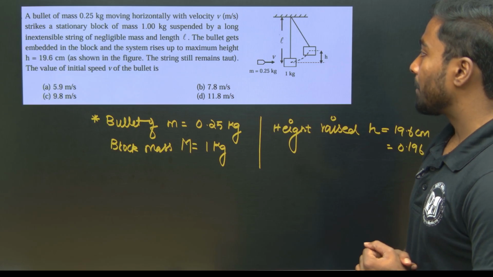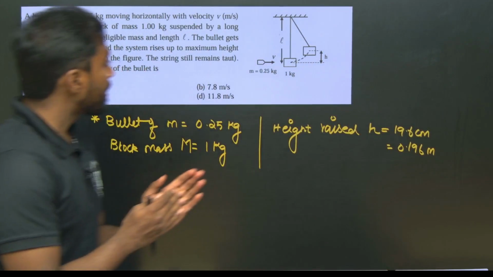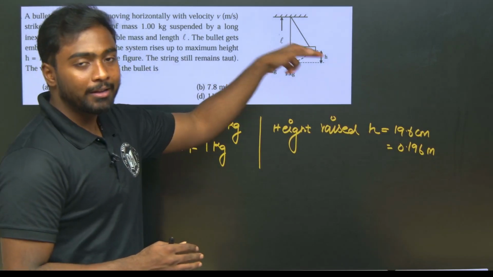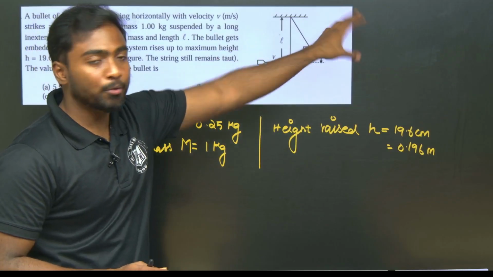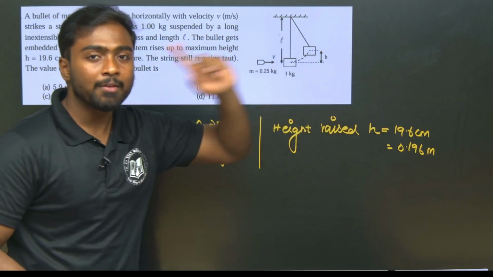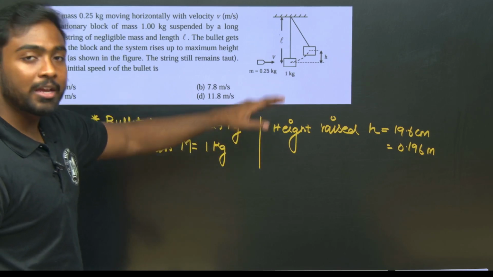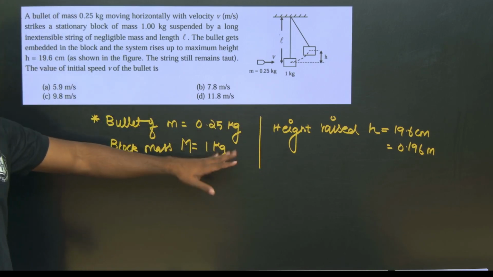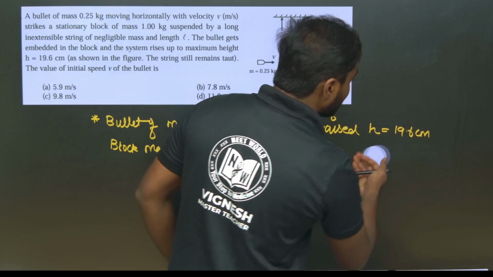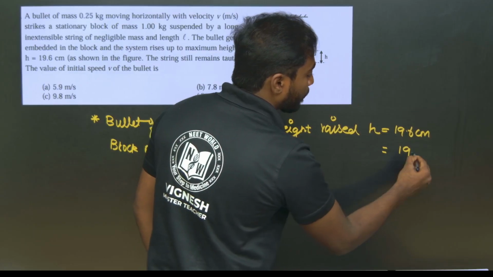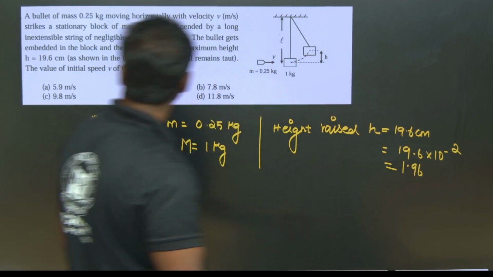The value of the initial speed v of the bullet is? One thing we can understand is that there is some initial momentum, and after hitting, it has moved to some height. So the initial momentum should be equal to the final momentum. That concept we should keep in mind. The bullet mass m is 0.25 kg, the block mass is 1 kg, and the height raised is 19.6 centimeter, so 19.6 into 10 power minus 2, which is nothing but 0.196.